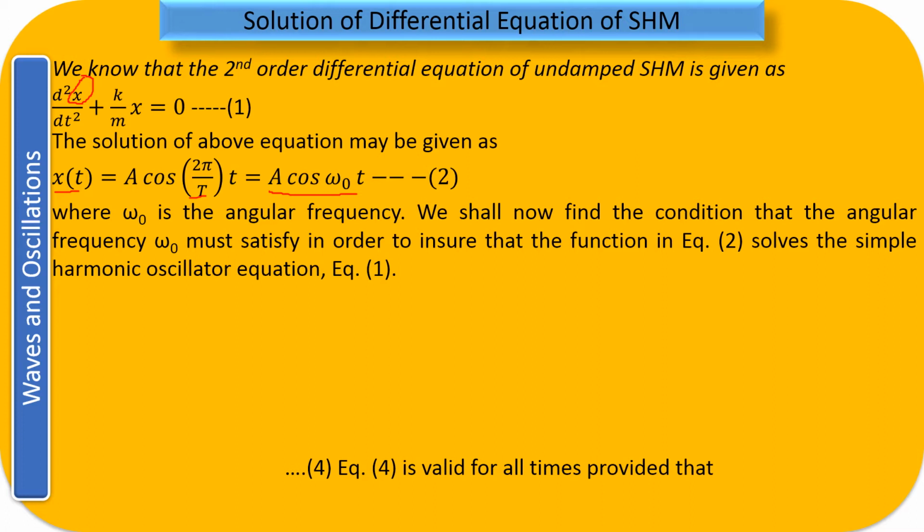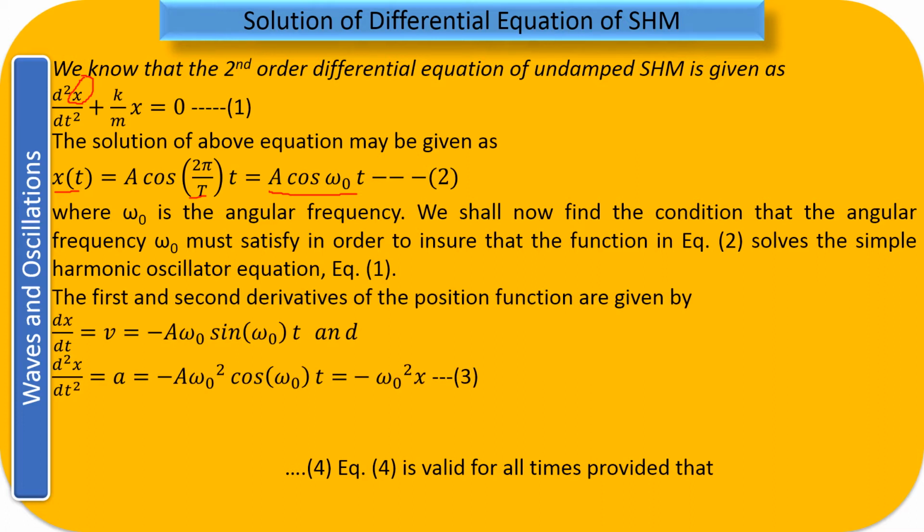Can we really write x equal to a cos omega naught t, where omega naught, if you see your equation number 1, should be equal to root under k by m? I told you this in the previous class also, but we are going to look into it in detail. What I'm saying here is that x is going to vary as a sinusoidal wave, given by a cos omega naught t, where omega naught is the angular frequency. We shall now find the condition that the angular frequency omega naught must satisfy in order to ensure that the function in equation 2 solves the simple harmonic oscillator equation 1. So this is what I'm going to do.